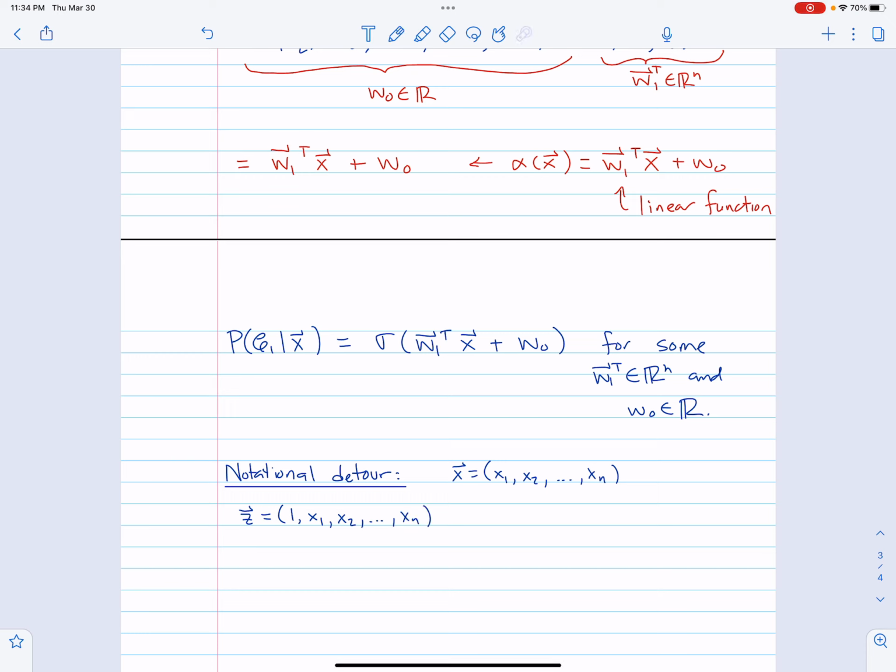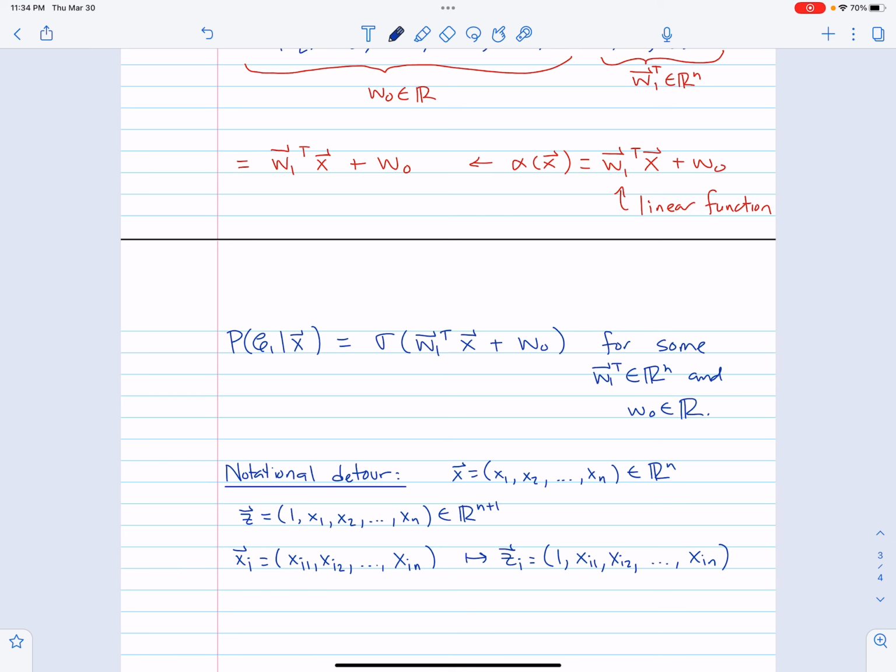Okay, so my original set of coordinates was in Rn. Now I'm essentially getting a set of coordinates in Rn plus 1. The way that I'm getting these vectors is I'm just taking the original vector and putting a 1 in front of it. So for example, xi is xi1, xi2, all the way up to xin. That's going to give me a vector zi, which is just 1, xi1, xi2, all the way up to xin.